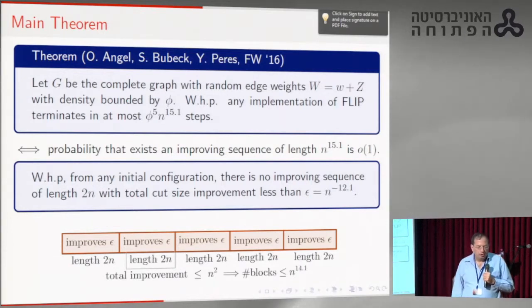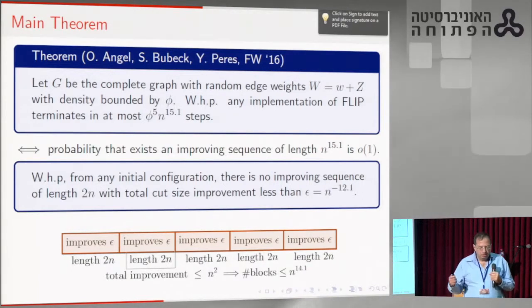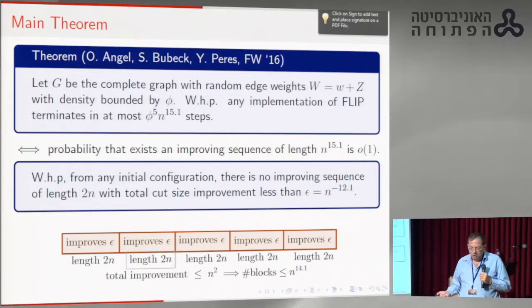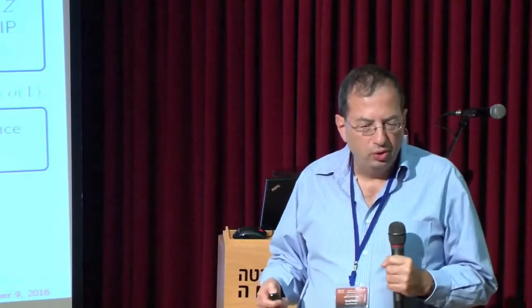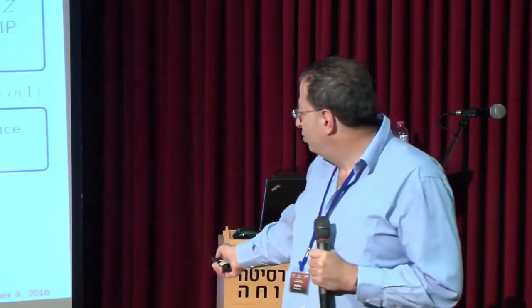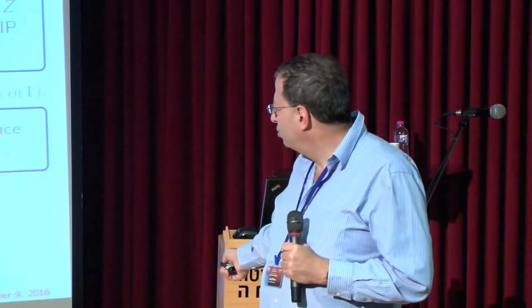So how many such blocks can you have? If you improve by epsilon, since the weights are bounded, say, between minus n squared and n squared, they only have order of n squared to increase. So only n squared over epsilon such blocks. So that gives you an upper bound of n cubed over epsilon steps. So we're going to prove this with epsilon, which is really n to the minus 12. And so that's where the n to the 15 bound comes from.